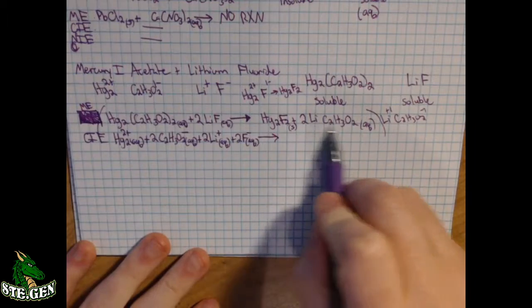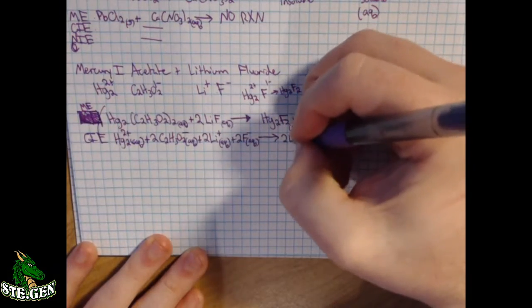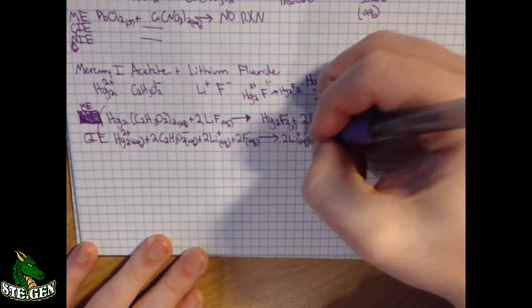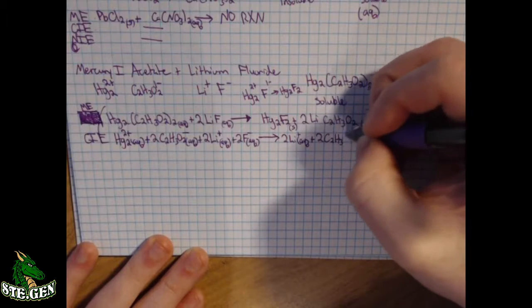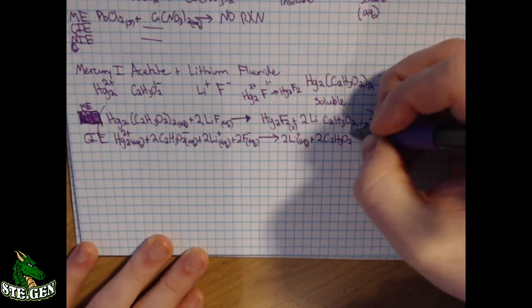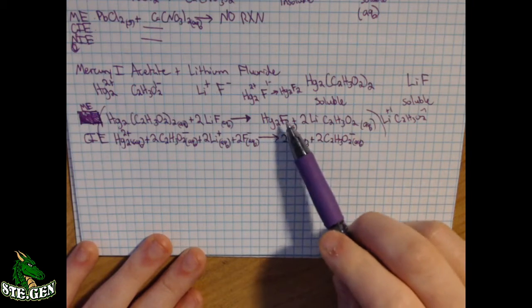Now I'm going to list this one first just because it's how I like to do it. Because this one is still aqueous, I will still have 2 Li pluses that are aqueous, and I will still have 2 C2H3O2 minuses that are aqueous. But this last piece is a solid.